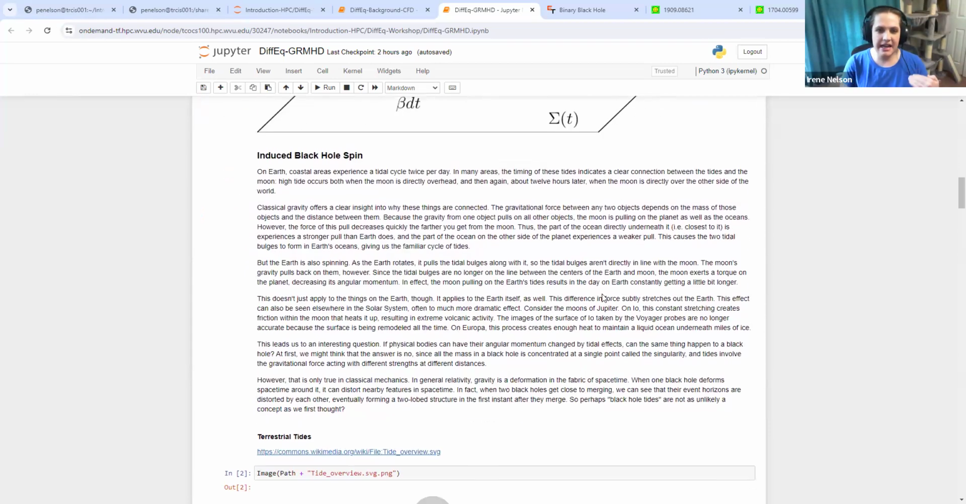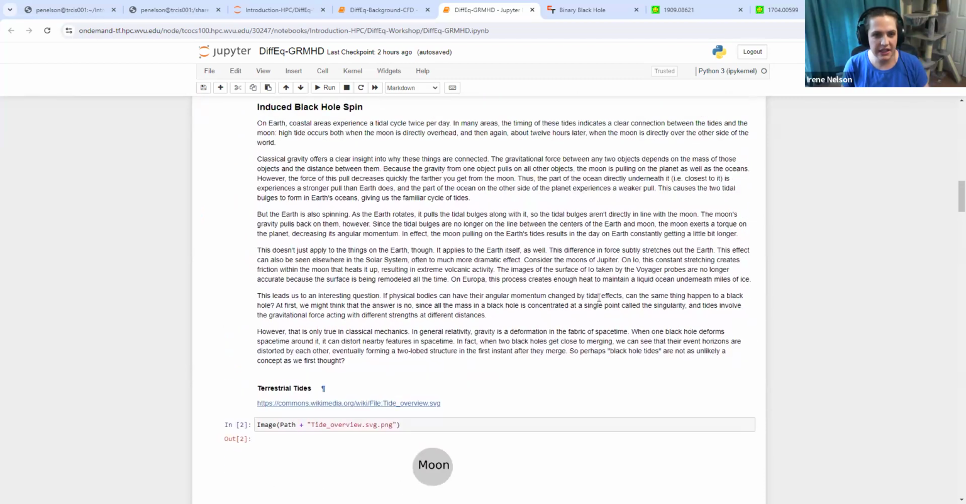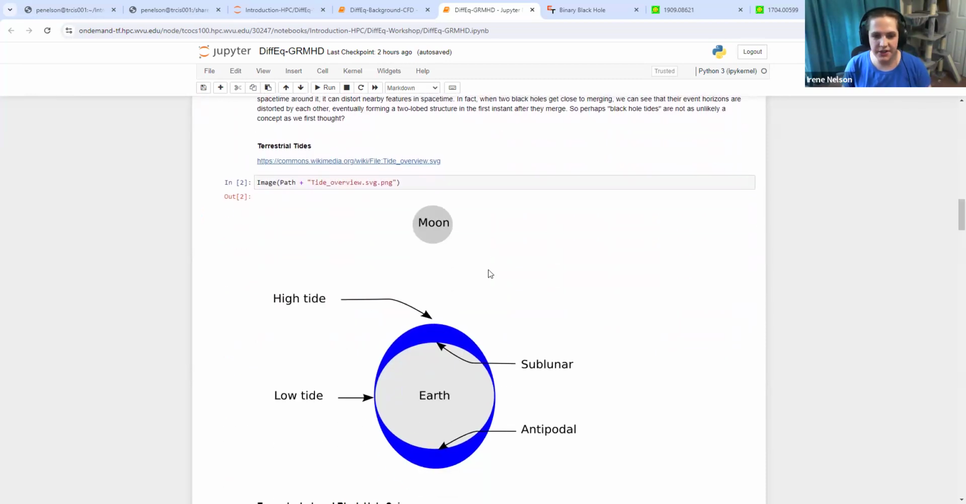So I'm going to take a step back and give us a little bit of background on the physical problem that I'm about to present. Classically, on Earth, we have a tidal cycle twice per day. Notably, in most places on the Earth, we get the tides occurring twice per day, and that's because the tides are caused by the moon pulling unequally on the Earth's oceans.